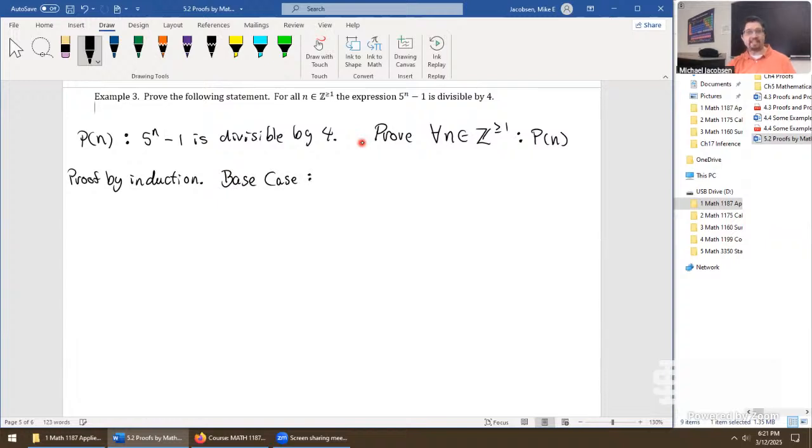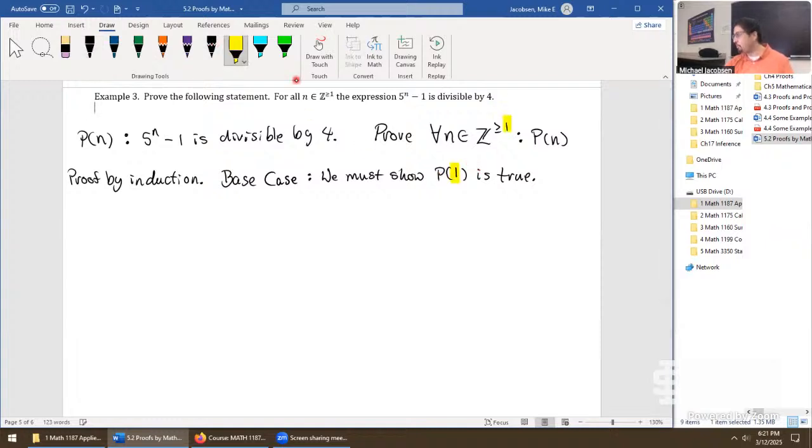Let's say what we mean by that. We must show P at 0 is true. So that means, hang on, let me back up. Should be P at 0, right? We're starting at 1. So let's say 1 right here, just to be specific. So let's show P at 1 holds.